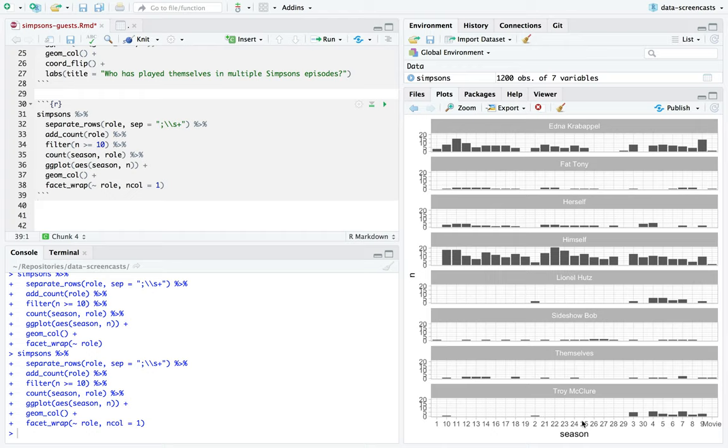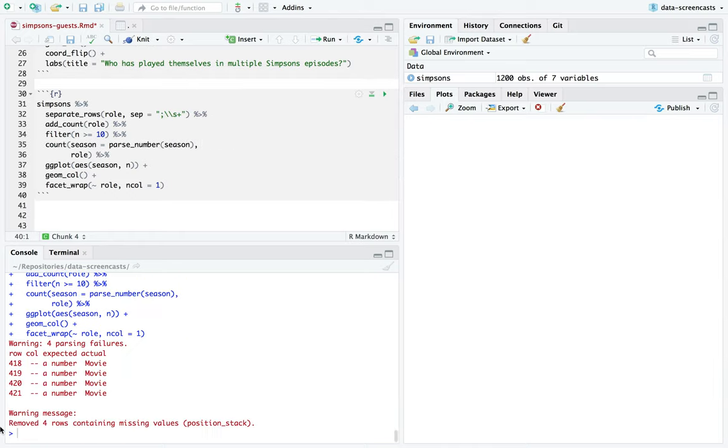That's all right. And oh, look at that. Season is in a funky order because it has movie. So I'm actually going to want to clean that. So notice it's actually character. I was like, why is The Movie appearing at the end? Because this is a character vector. I would need to do season is parse number season. And then we'll get an NA on the movies.